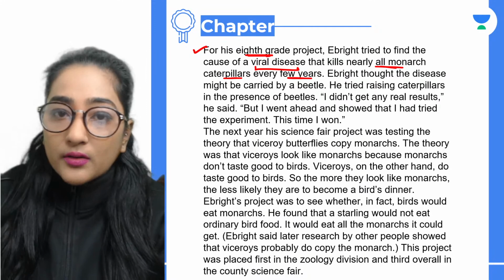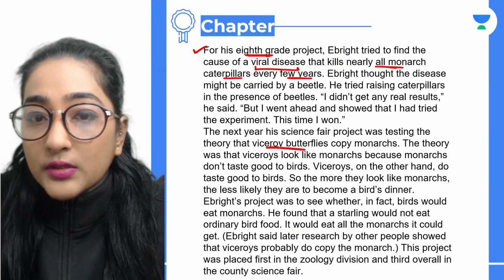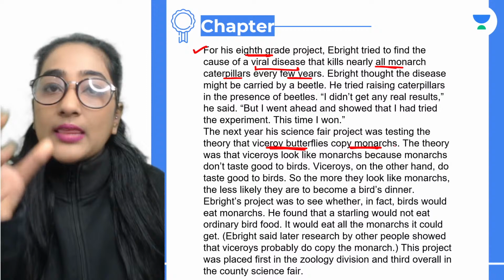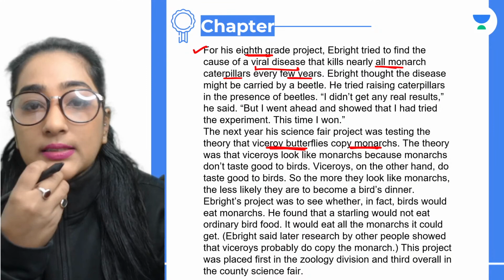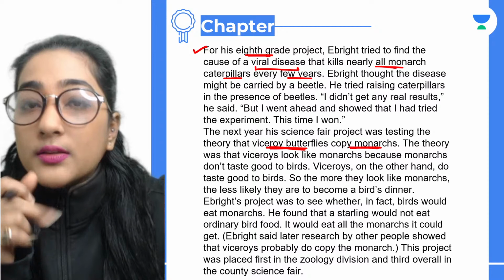Okay. So the next year his science fair project was testing the theory of why viceroy butterflies copy monarchs. Again, one of the different species. That means that they were also becoming extinct and they were also dying because of the viral disease. The theory was that viceroys look like monarchs because monarchs don't taste good to birds. This is very important now, everyone.